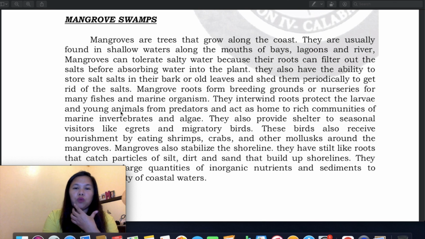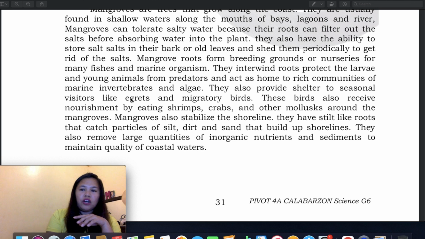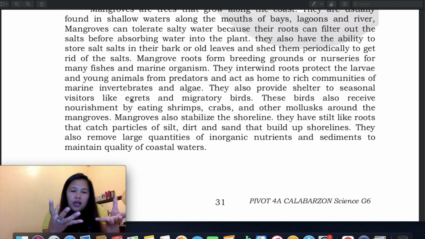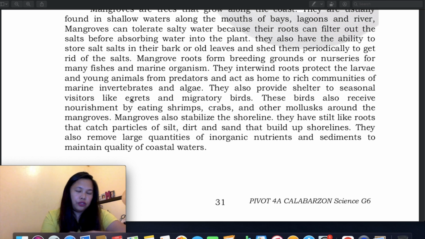So, mangrove roots form the breeding grounds or nursery. Ibig sabihin nursery, kung sa atin ay meron tayong nursery doon ng yung mga baby organism, lahat mga bagong panganak, nandun sa ilalim ng mangrove roots na yon. Doon din sila nagme-mate. Doon sila gumagawa ng new organisms. Yung ganun po, doon sila nagpaparami.